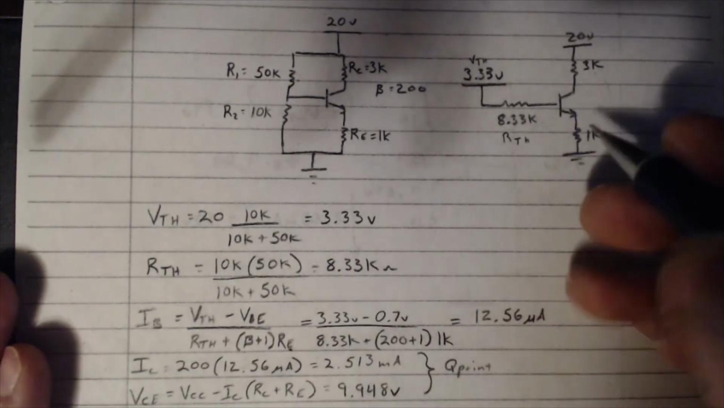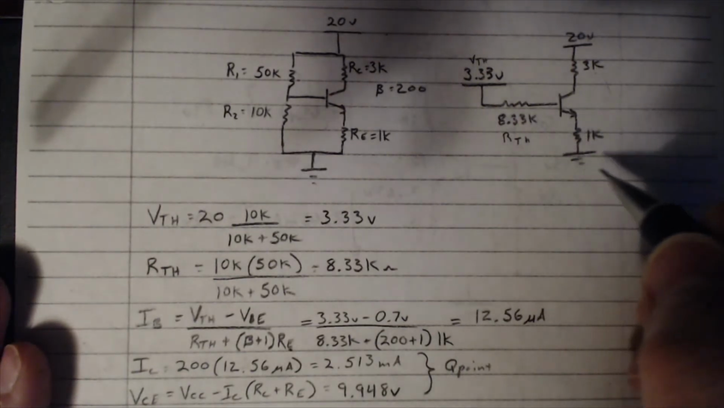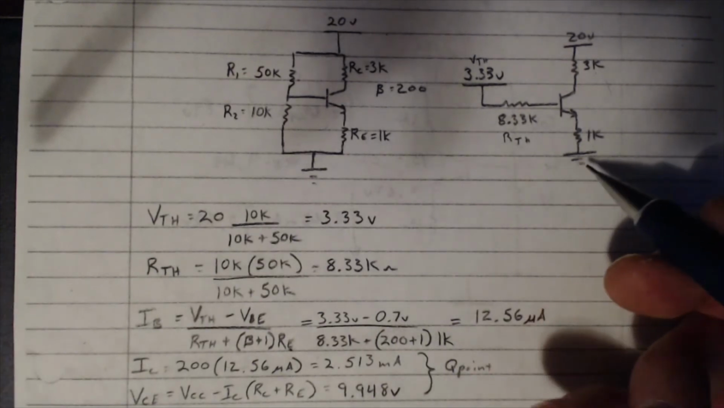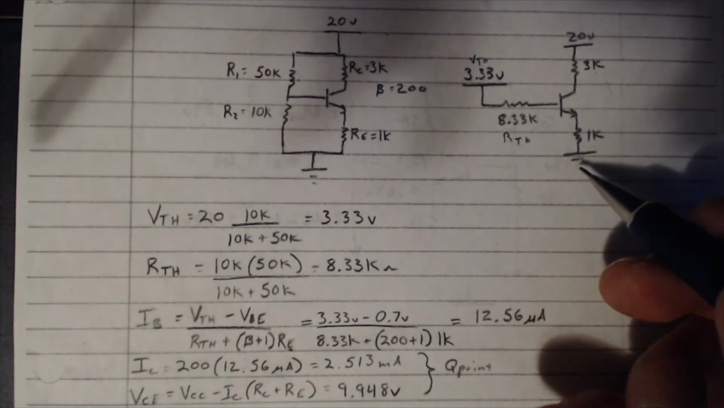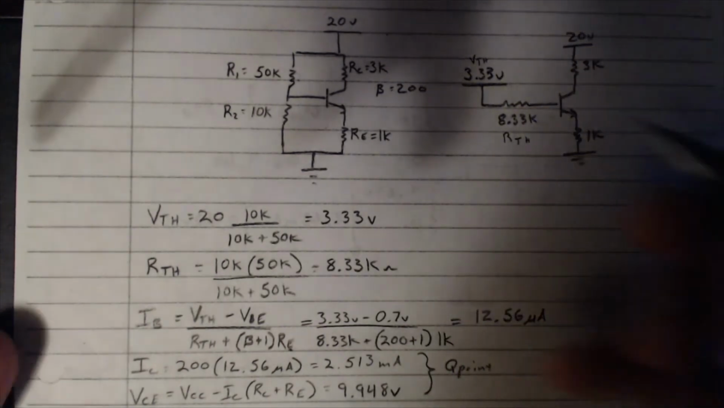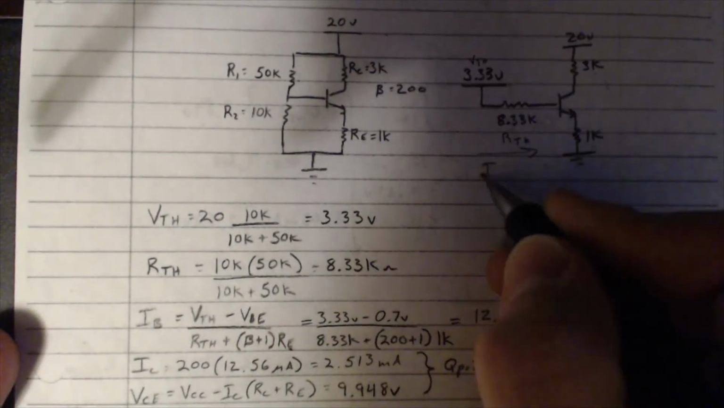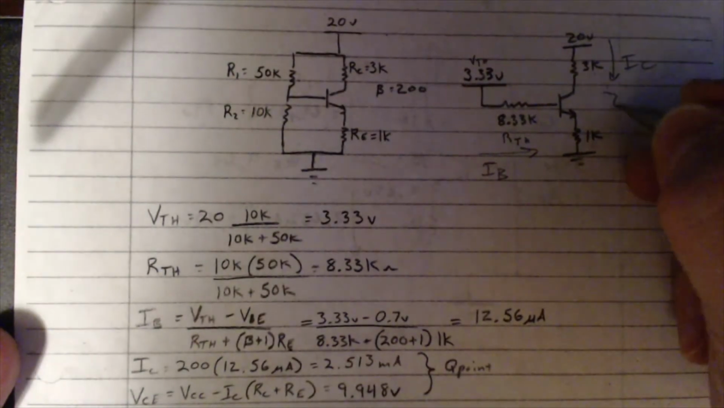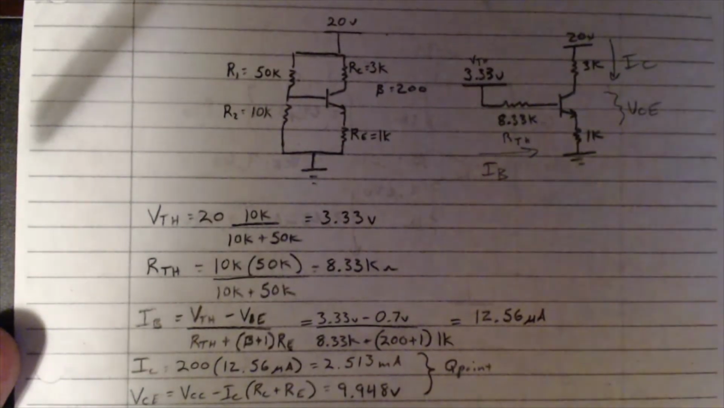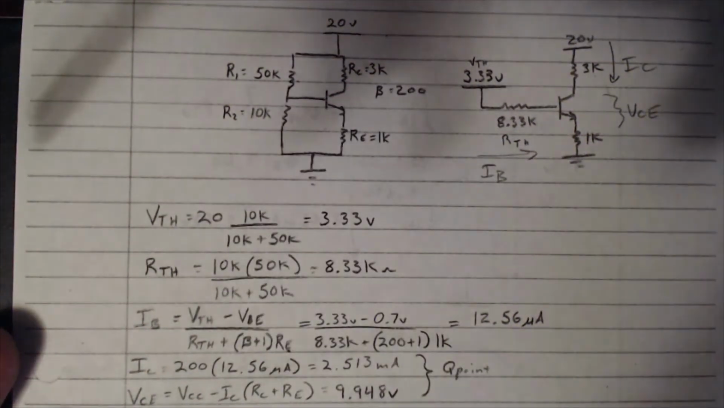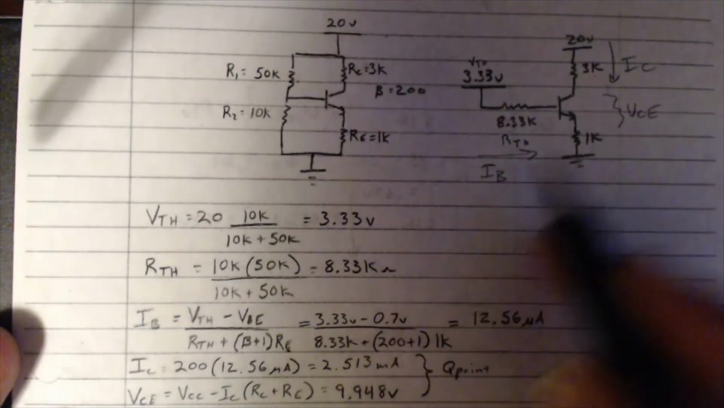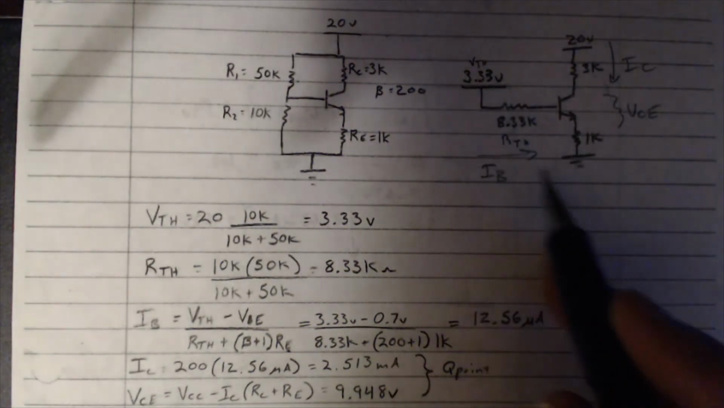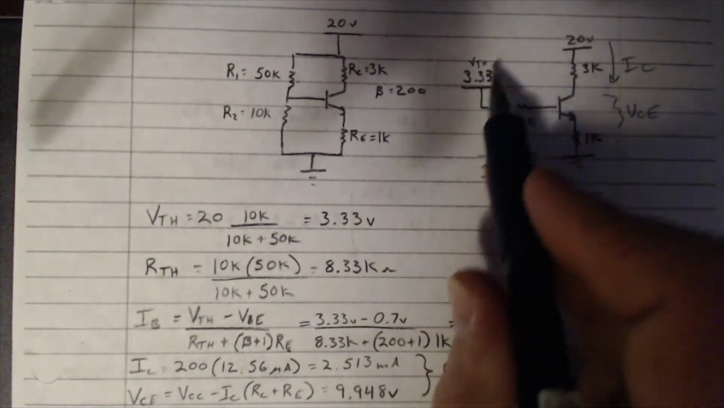For the rest of this, we're assuming linear mode, and we're just going to solve for our operating point. We're trying to find IB, we're trying to find IC, and we're trying to find VCE. That's what we're interested in finding, our operating point. Now we're only going to be working with this version of the circuit.